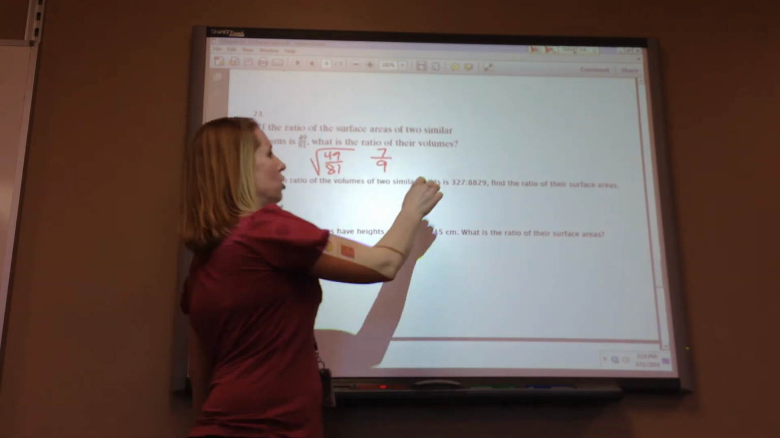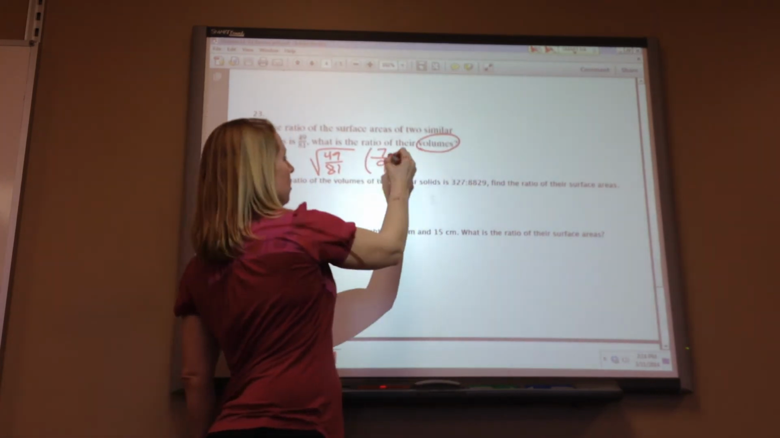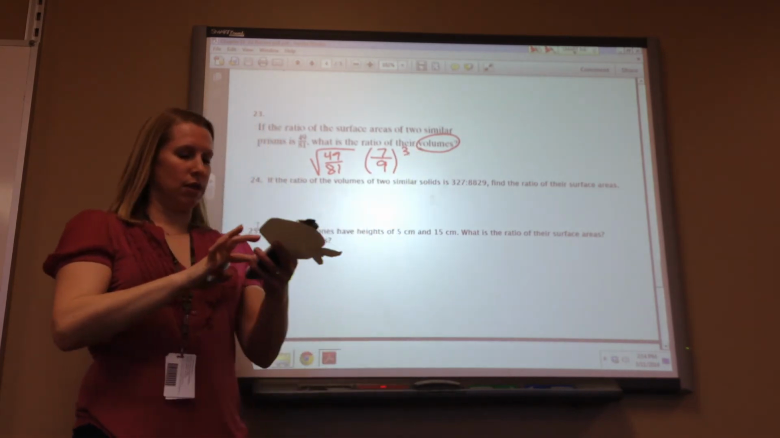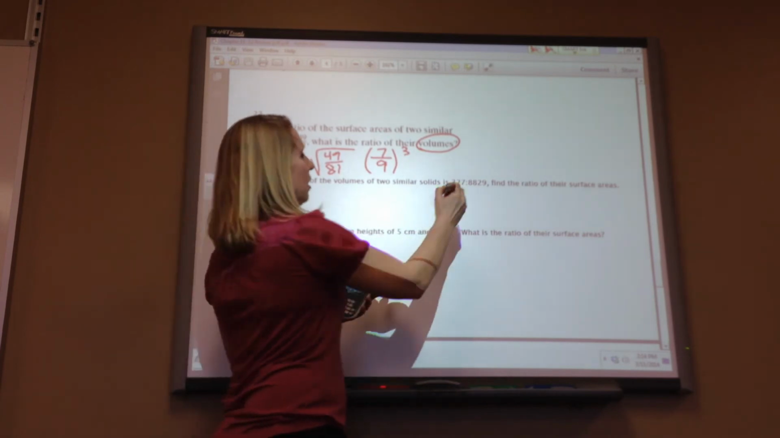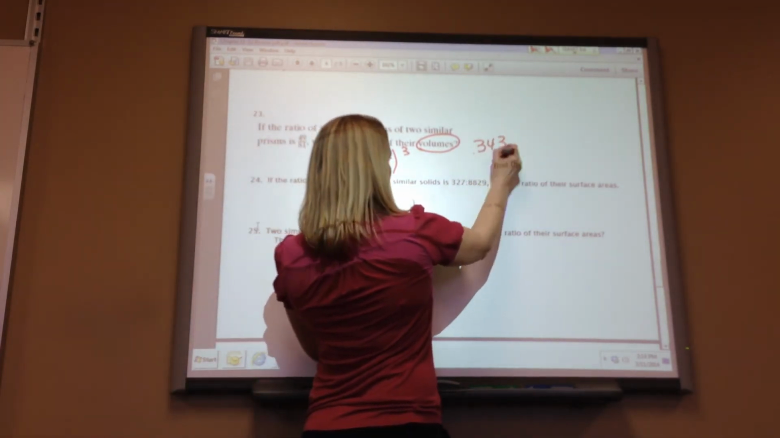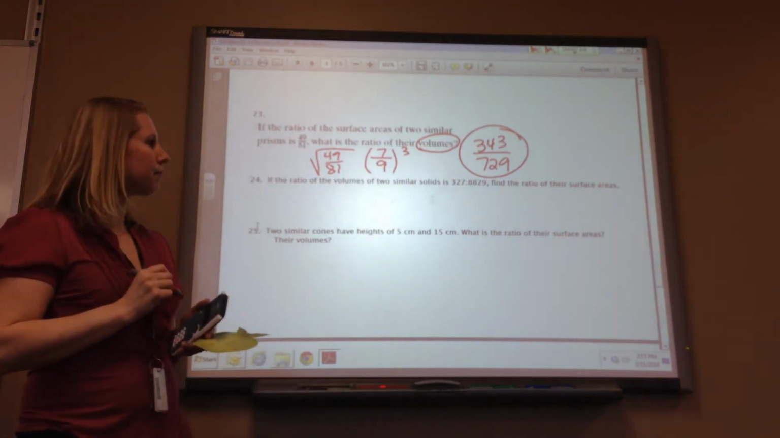We want to find the ratio of their volumes. And to get to volume, we have to cube that. So I would do 7/9, and I have to cube that. So you get 343/729, and that's your answer.